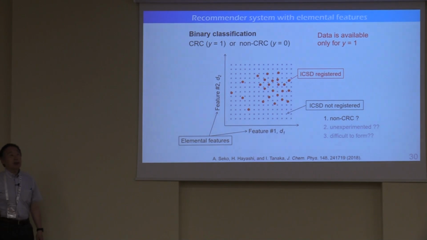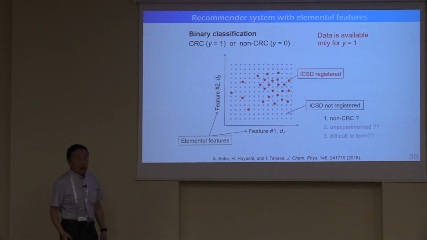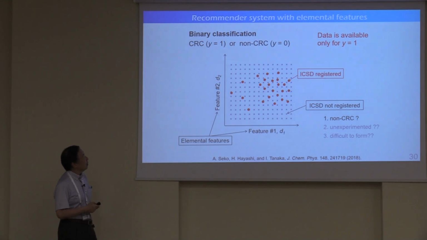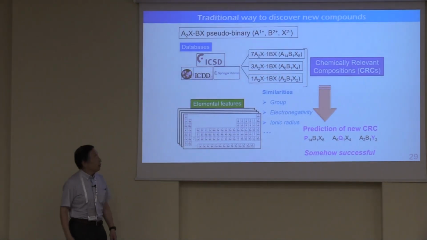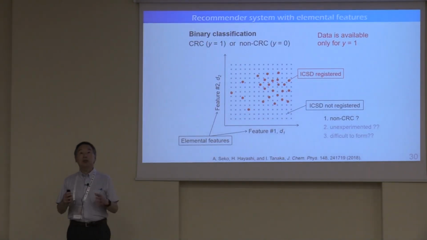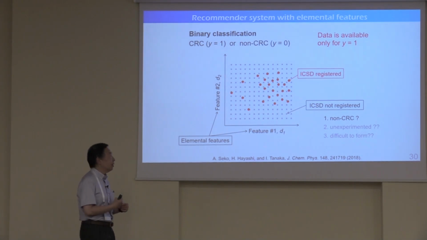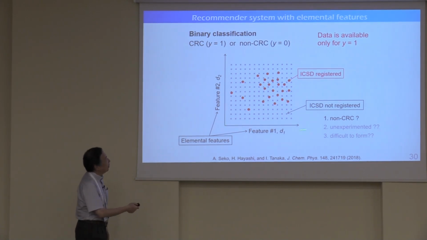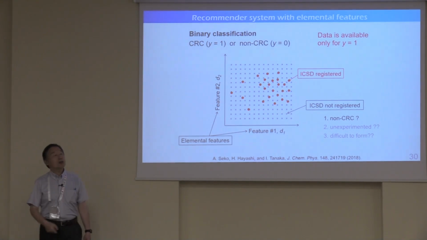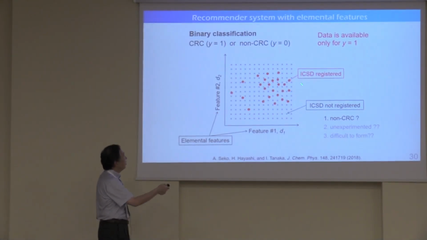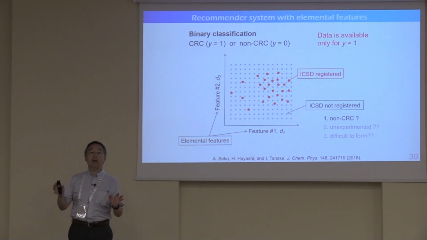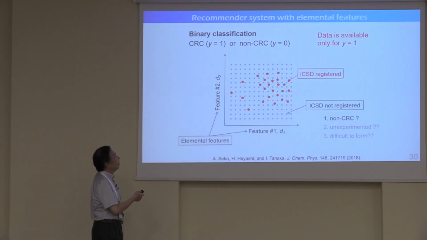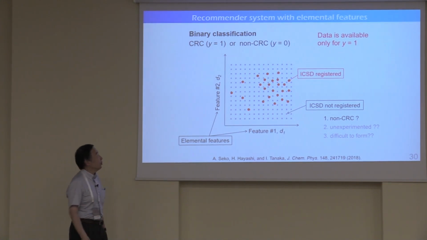And we simply extended that similarity approach, but using data scientific techniques. Instead of using just one parameter like ionic radius or electronegativity, we used many different variables. Here I have shown only feature number 1 and feature number 2 as elemental features, like ionic radius and electronegativity. But actually, as I will show later, our dimension here is a 500 dimensional space. It is not possible to show 500 dimensions on this slide, but it can be done on computers.